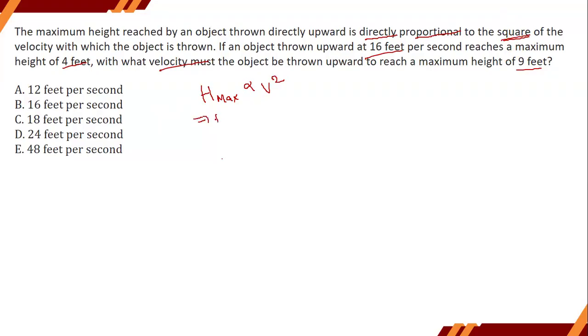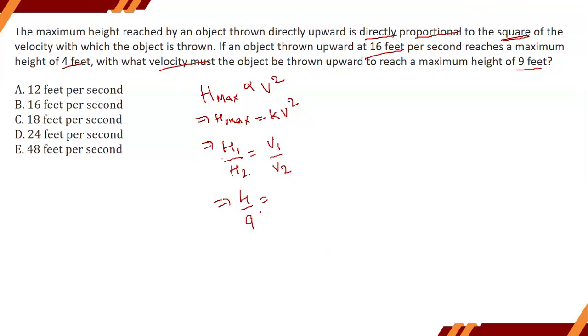So that means we can write it as maximum height is equal to k times v square, where k is the proportionality constant. So we can set up the ratio as constant. So we have h1 by h2 is equal to v1 square by v2 square. What is the initial height? What is the height given initially? It is 4 feet, right? And so 4 by 9 is equal to, that is the height h2.